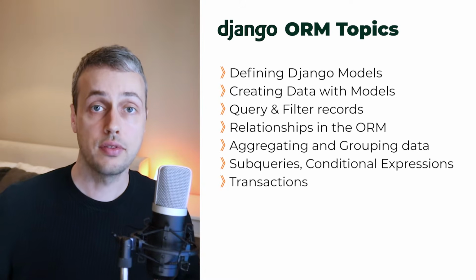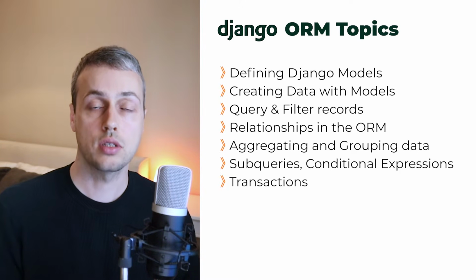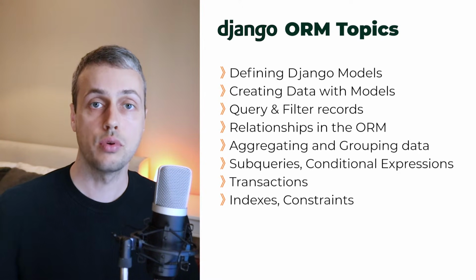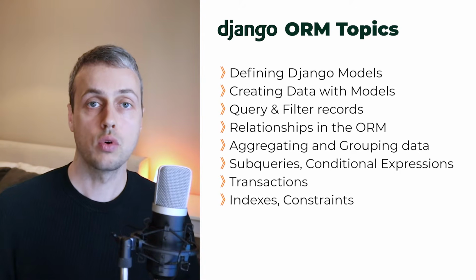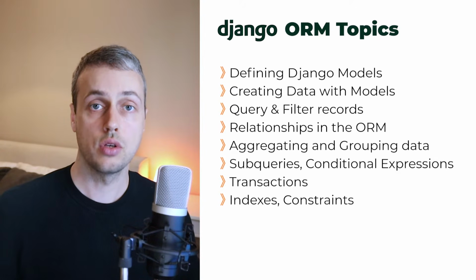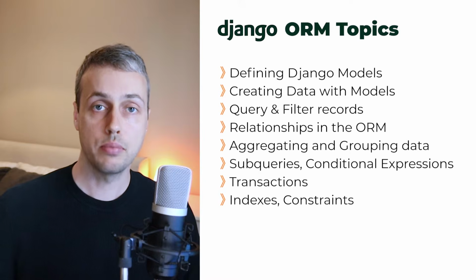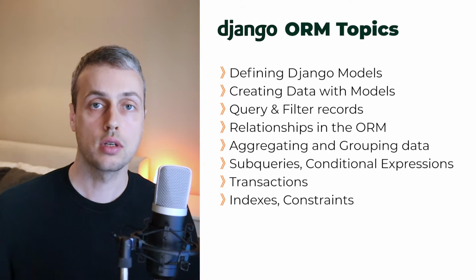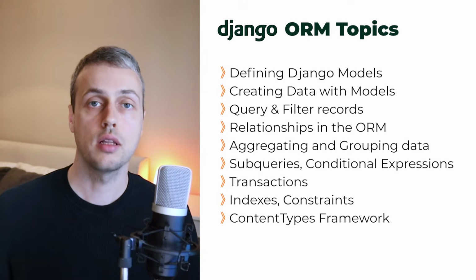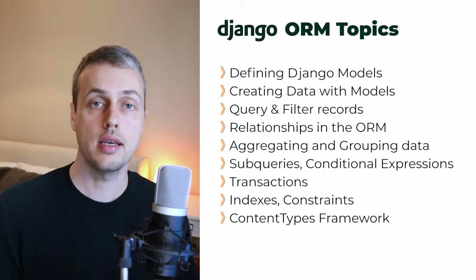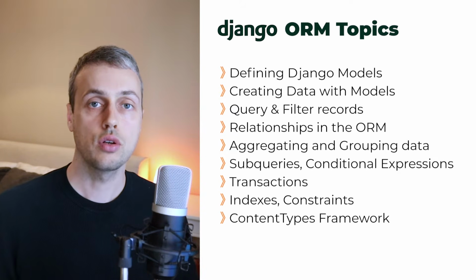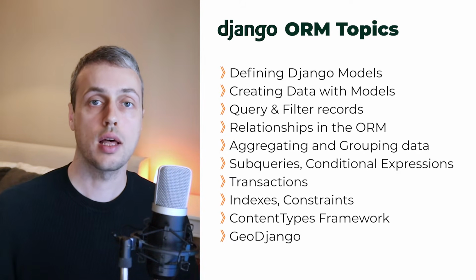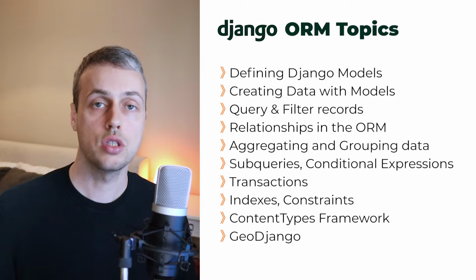code. After that, if there's sufficient interest, we're going to cover topics such as database indexing for improving the efficiency of your code. We'll cover database constraints that allow you to constrain the values that can be input into a column. And we'll also look at Django's content types framework that allows you to create generic foreign keys between different models. And we'll have a look at GeoDjango as well for those that are creating geographical applications with Django.